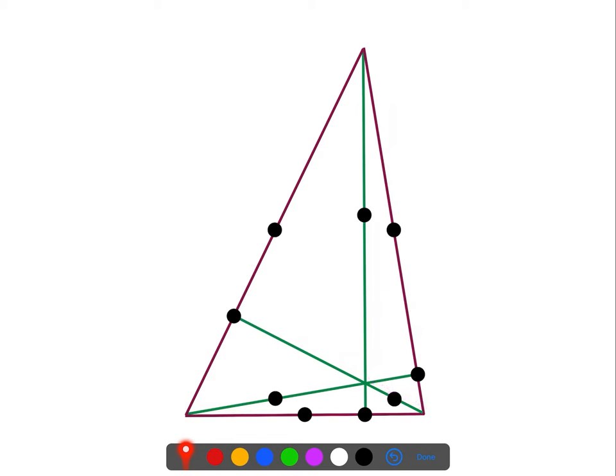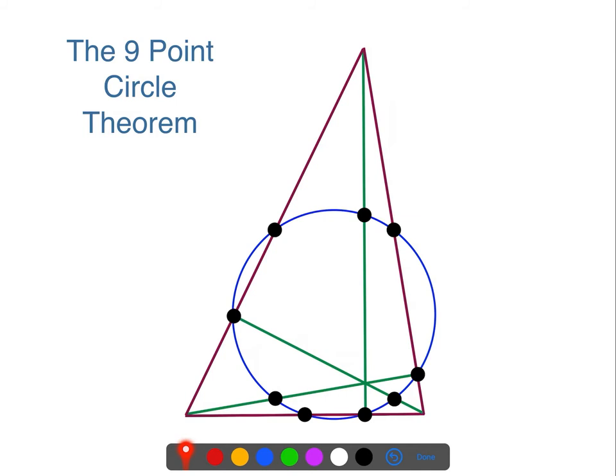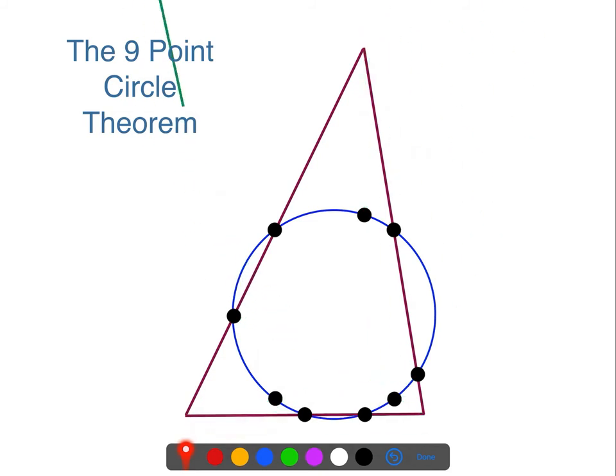And the 9-point circle theorem tells us that no matter what the triangle looks like that we started with, these 9 points are all going to lie on a circle. So again, the points are the midpoints of the sides, the feet of the altitudes, and then going from the intersection of the altitudes to the vertices, we take the midpoints of those. We get these 3 points, and all 9 of those points will be on the same circle.